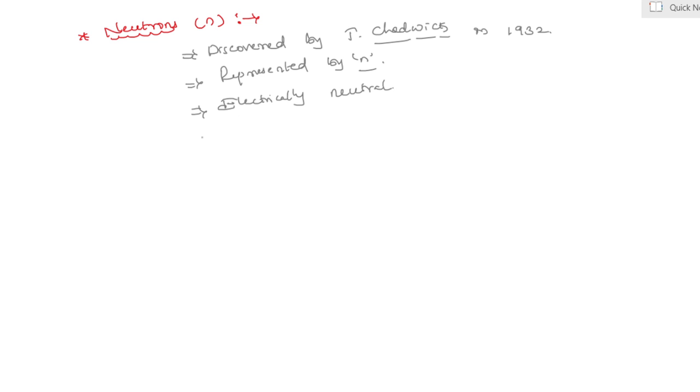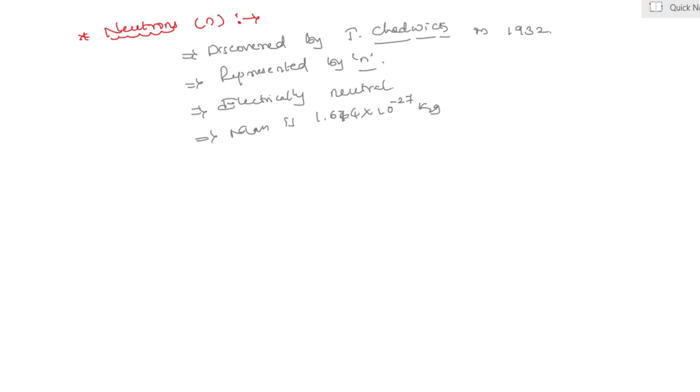Yes, mass of neutron is 1.674 into 10 raised to minus 27 kg. My dear students, neutrons were discovered by James Chadwick in the year 1932, and neutrons are represented by a small letter n. Neutrons are termed as what? Electrically neutral, and the mass of a neutron is heavy as a proton.